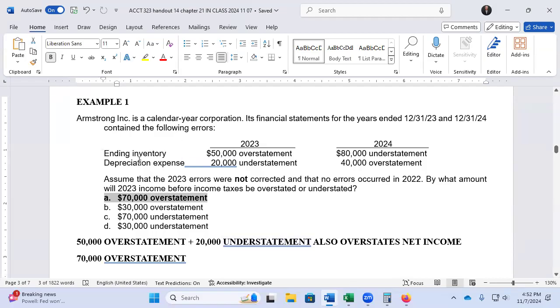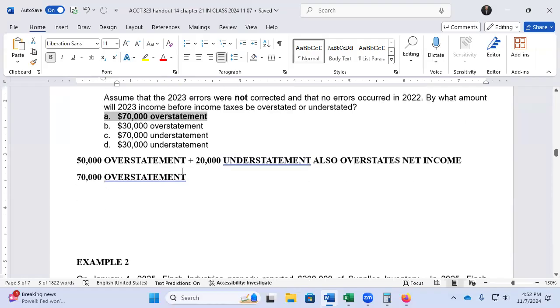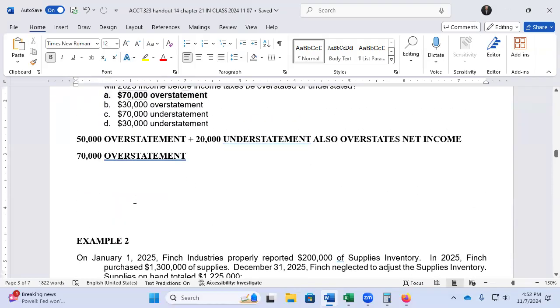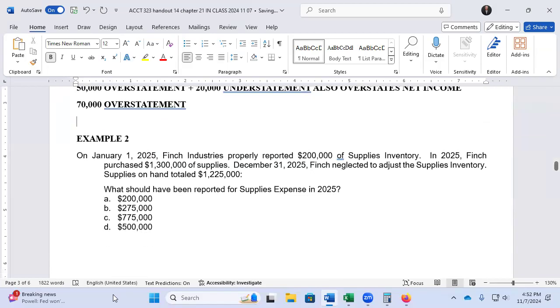So you have to think about how each of these affects either retained earnings or, in this case, net income. Example 2. On January 1, 2025, Finch Industries properly reported 200,000 of supplies inventory. In 2025, Finch purchased 1.3 million of supplies. December 31st, Finch neglected to adjust the supplies inventory.